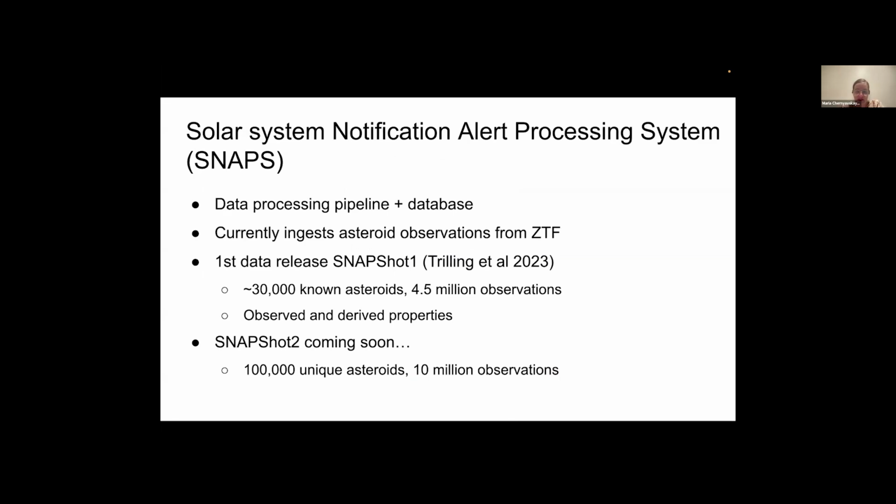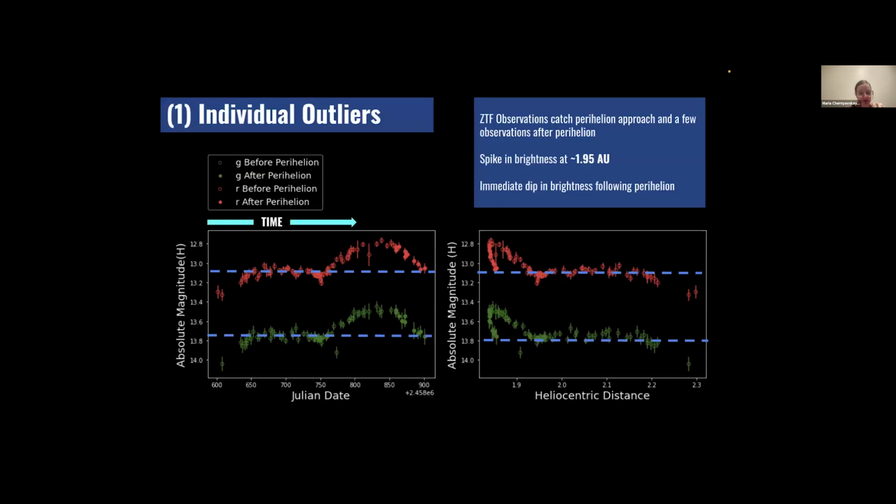Just to give you a sense of the scale of the problem we're working with, Snapshot 2, coming soon to an internet near you, is going to have about 100,000 unique asteroids and 10 million observations. Now I'm going to talk more about the science that we do with this. Let's start with our individual outliers.